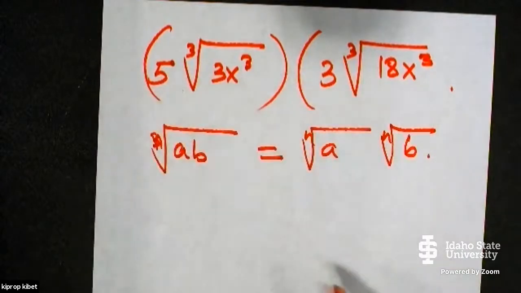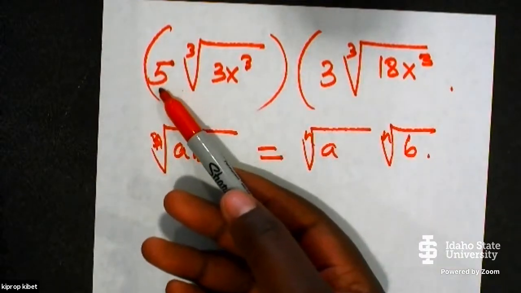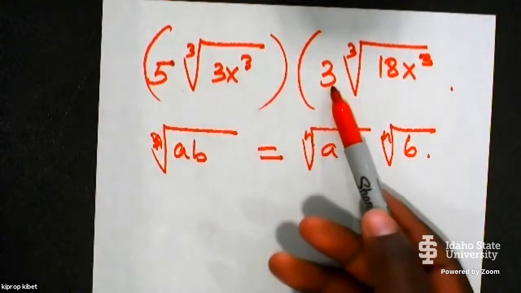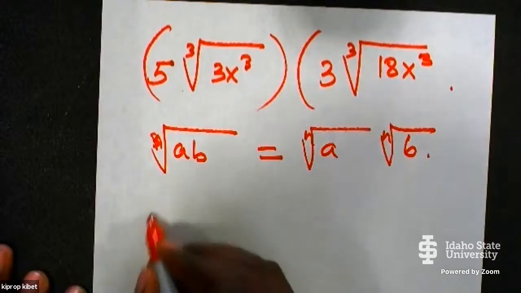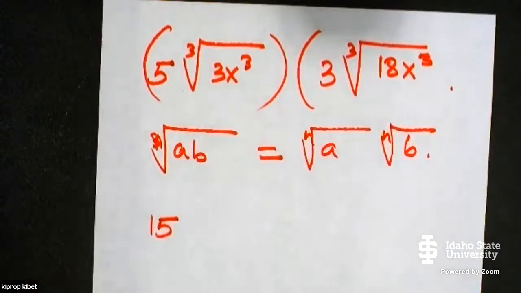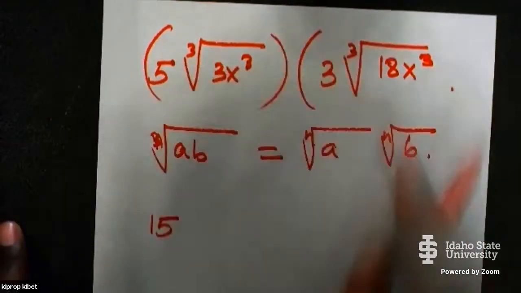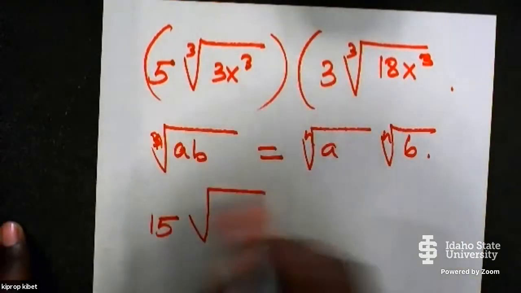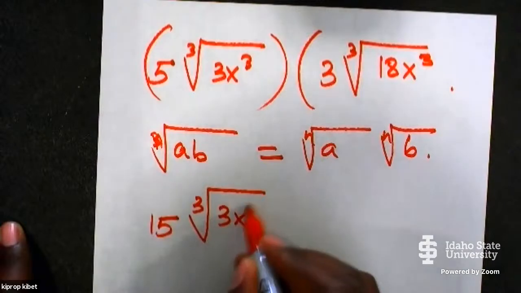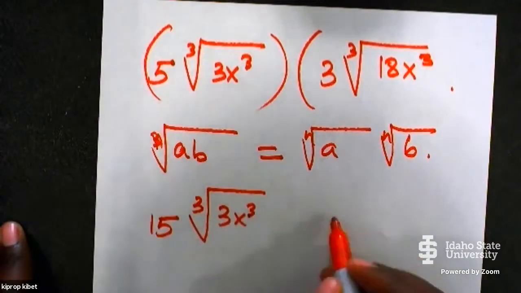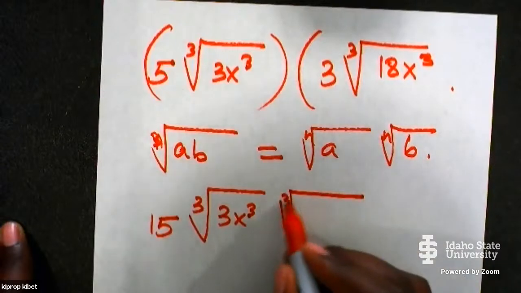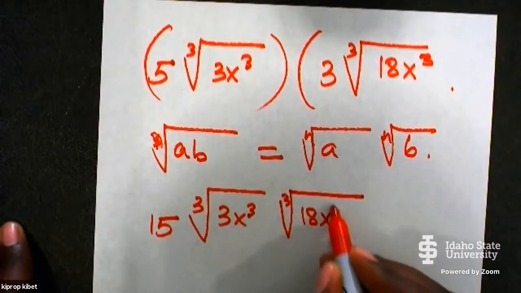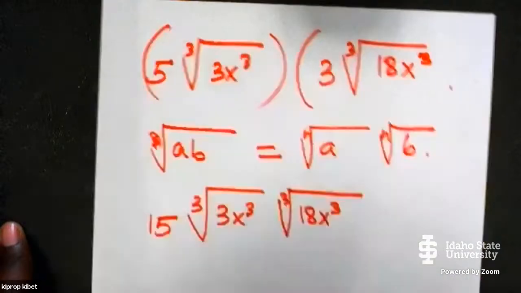So here, we multiply 5 and 3. What do you get? You get 15. And then multiply this and this. Now the cube root of 3x cubed, and then the cube root of 18x cubed.